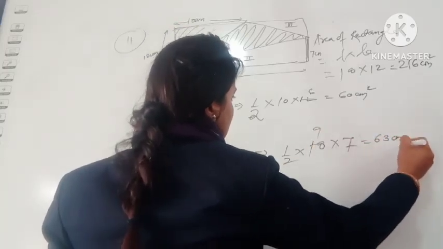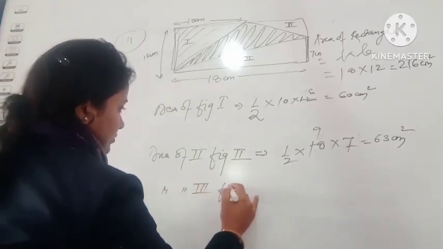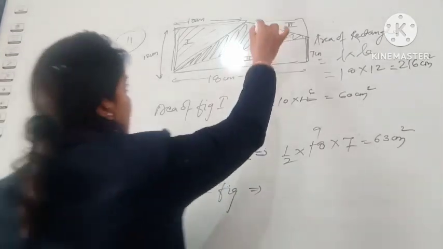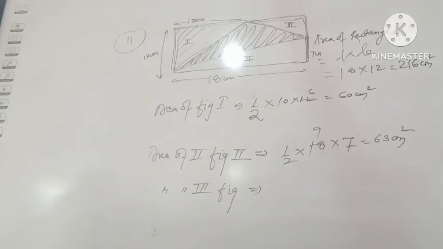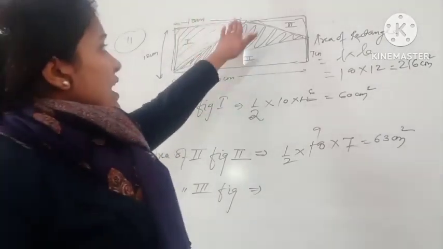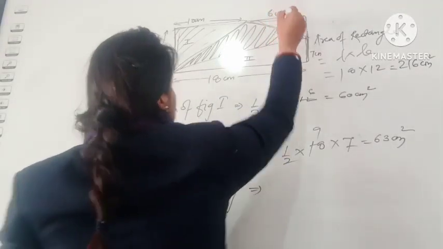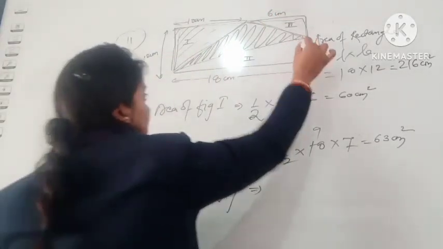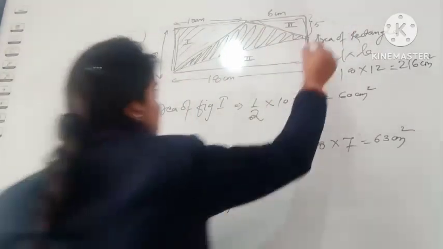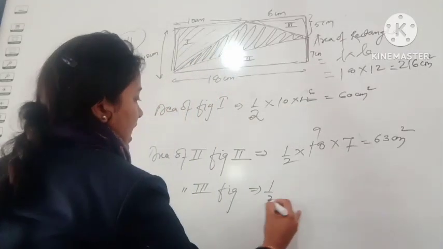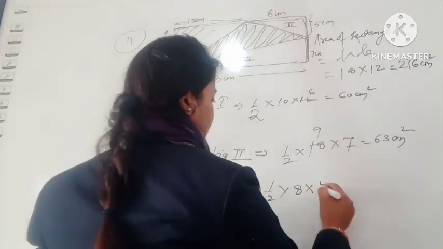Now let us go for area of third figure. Area of third figure, this one, is again in the form of a triangle. Now see, if total length is 18 and this much part is 10, what is the left distance there? 8. If the total length is 12, the left part is 7, what is the remaining one? 5 centimeter. So the area will be half into base, either we take it as 5 or 8, into 5. So this will be 20 centimeter square.